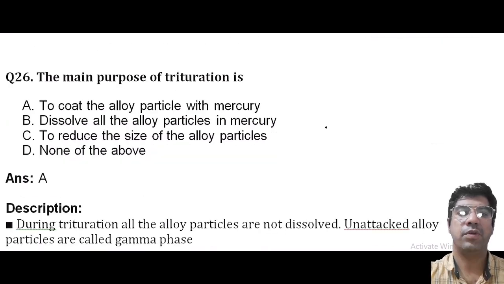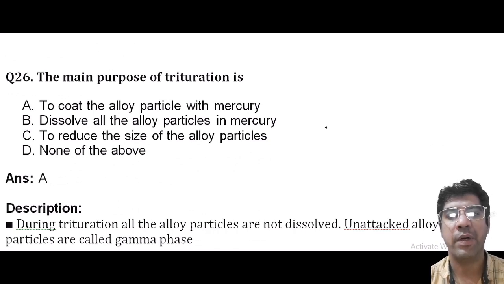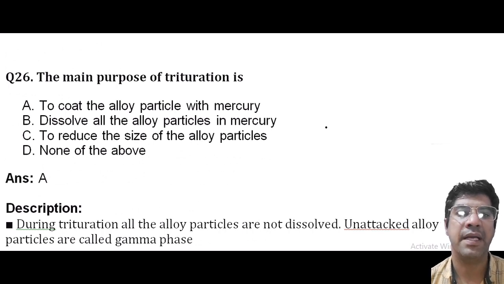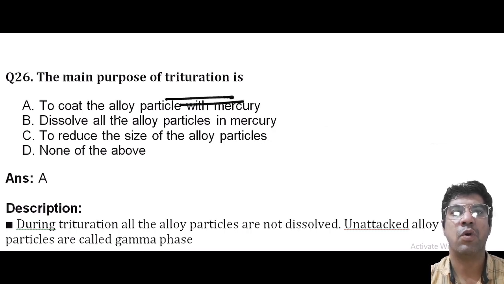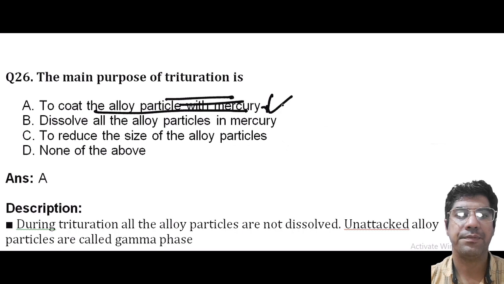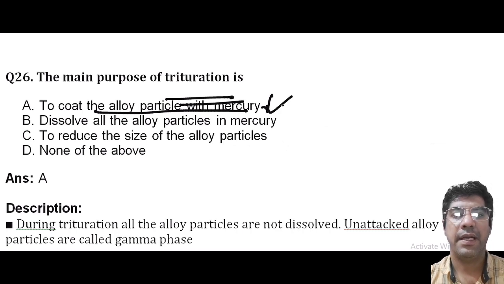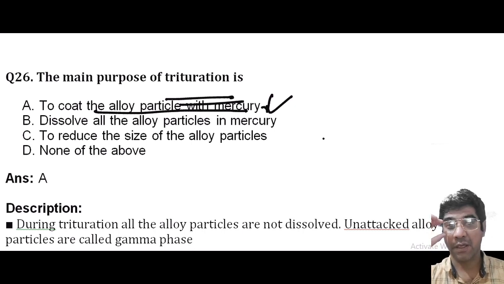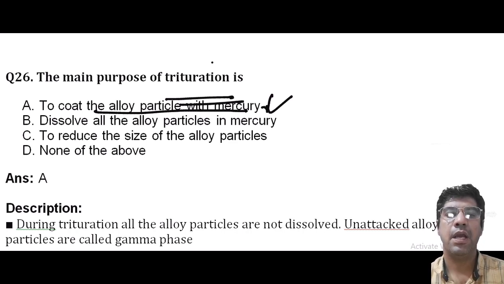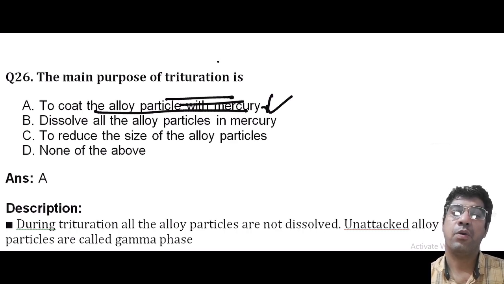The main purpose of trituration is, well, trituration is the process of mixing the dental amalgam alloy with liquid mercury to form a plastic mass that can be condensed into the prepared tooth cavity. The main purpose of trituration is to coat the alloy particles with mercury, creating a plastic mass that is workable and can be placed into the tooth cavity for amalgam restoration. So the primary goal of trituration is to ensure that the alloy particles are coated with mercury to create a workable amalgam mixture.